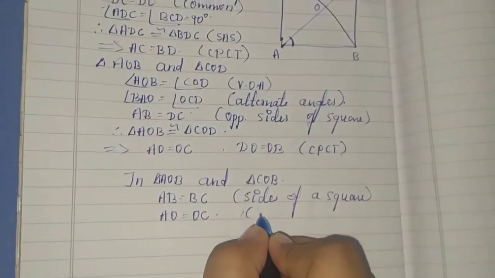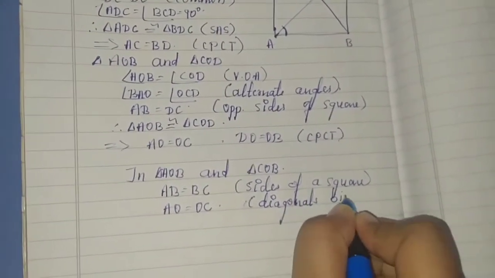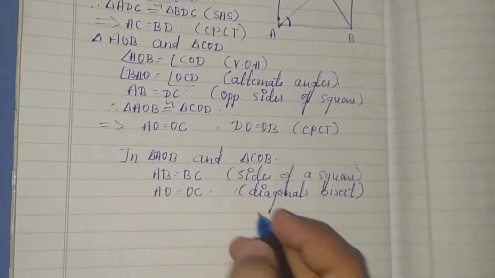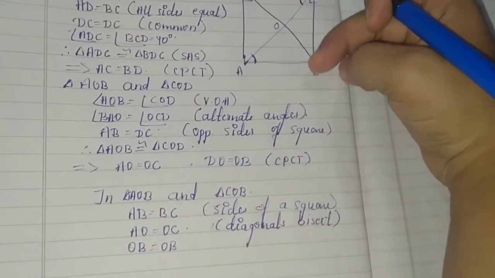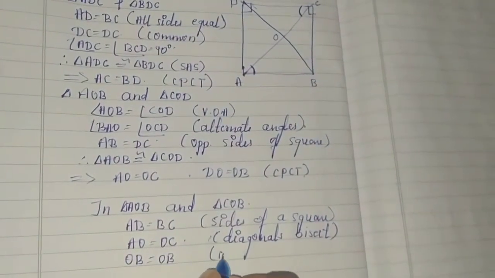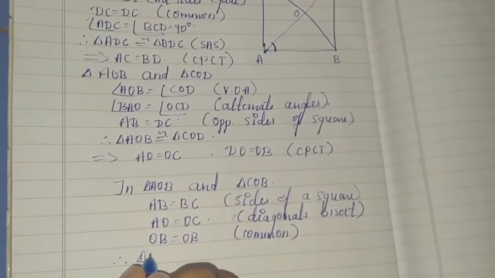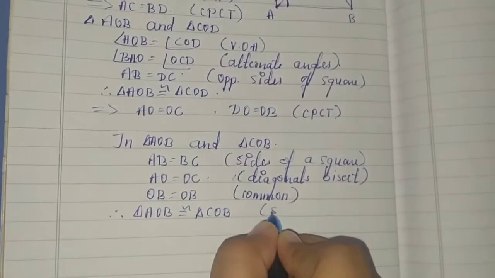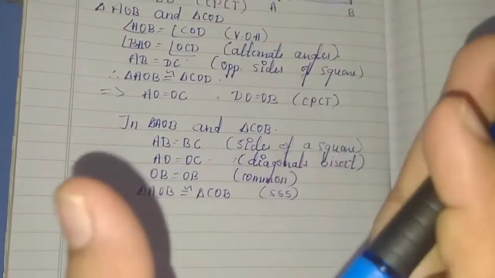So now I am going to write, diagonals bisect each other. Already we have proved this, AO is equal to OC, right? Now among these two triangles, OB is the common side. OB is equal to OB, right? So OB is the common side. For that sake, triangle AOB is congruent to triangle COB, by the SSS congruency rule. So the next thing remaining here is, corresponding parts of congruent triangles, CPCT, you have to apply.